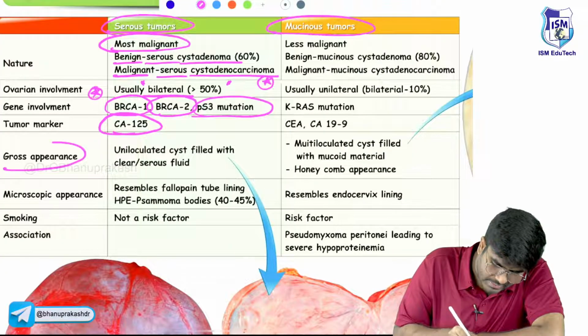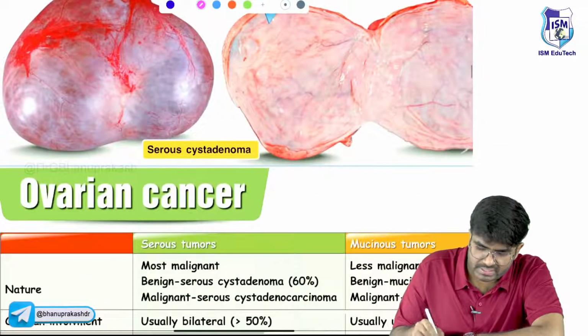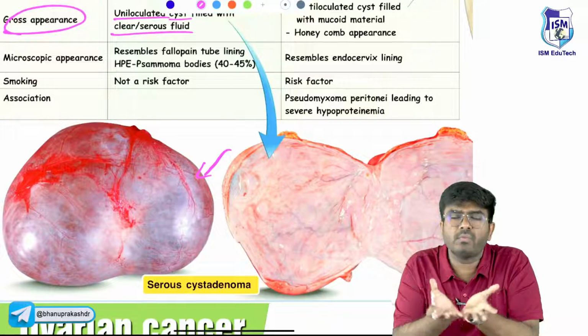What is the gross appearance? If you look at the gross appearance, it's a uniloculated cyst with serous fluid. It's like a cystic cavity. Once you open the cystic cavity, there is nothing. It's just a fluid-filled cavity.